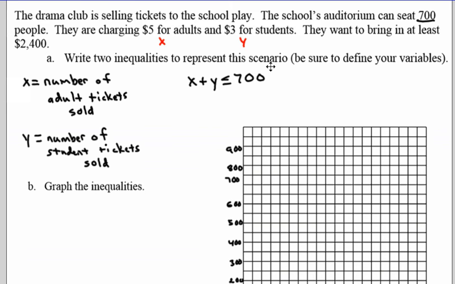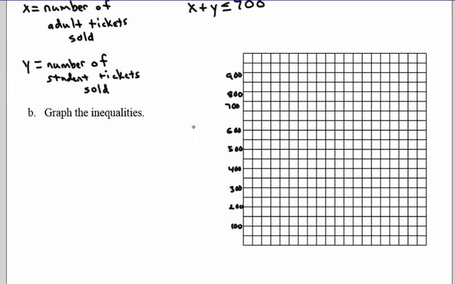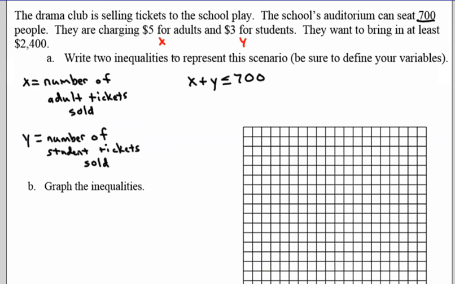They can't fit more than 700 people in there. Oh, I didn't notice I already had some things on here. So let's take that off. Now they want to bring in at least $2,400. So I know the money they make, they want it to be greater than or equal to 2,400. It could equal 2,400 or it could be more. That's at least. Then they're charging $5 for adults, so I'd say 5x plus $3 for students, 3y. So there's my two inequalities.